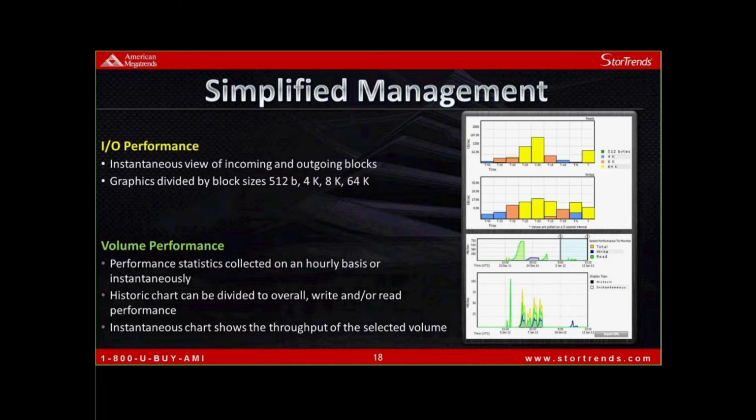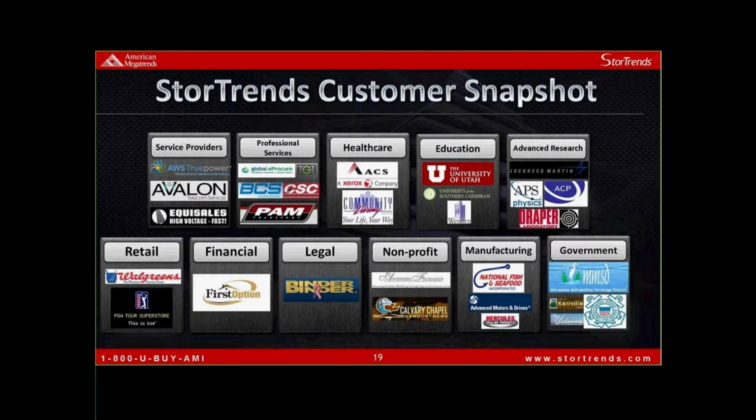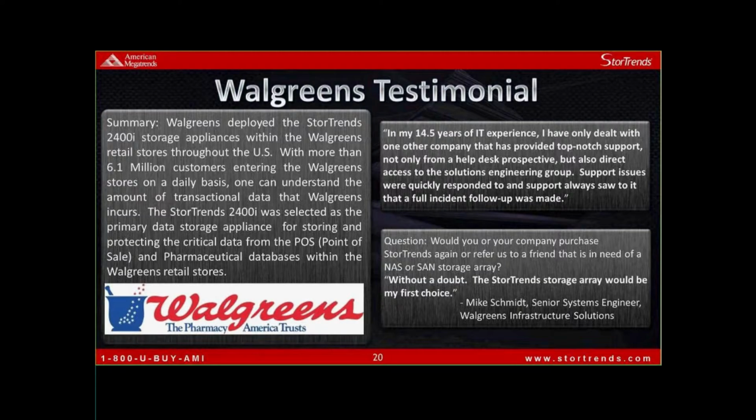Here's just a quick customer snapshot. You can see we cover many different verticals within the SMB market. A lot of our bigger installations include Walgreens, all the way down to local community schools, all sorts of advanced research, etc. We do have a testimonial from that largest customer, Walgreens, and what they say is, would you purchase a StorTrends unit again? And he says, without a doubt. This is the Senior Systems Engineer for Walgreens Infrastructure Solutions. And you can only imagine how much I/O comes through a Walgreens store every day. That all touches a StorTrends 3400i.